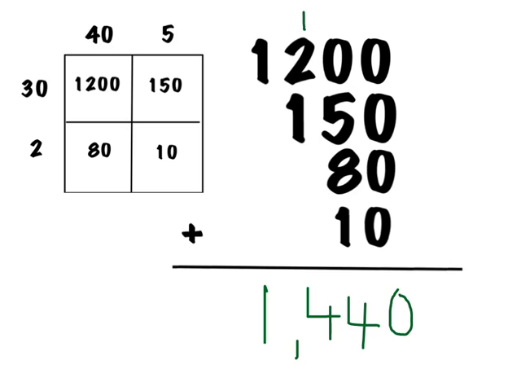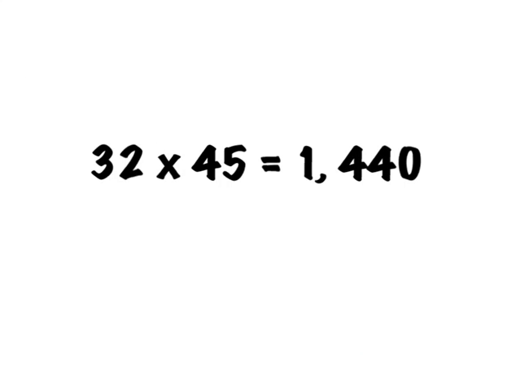My product for 32 times 45 is 1,440. We have just solved the problem 32 times 45 using the matrix strategy. 32 times 45 is 1,440.